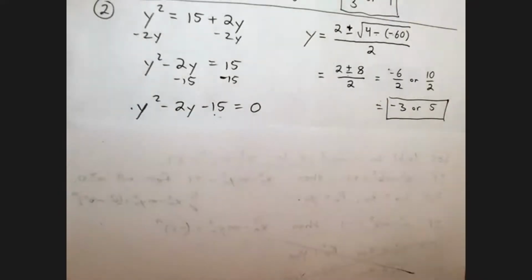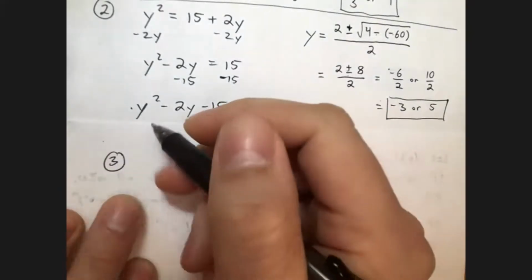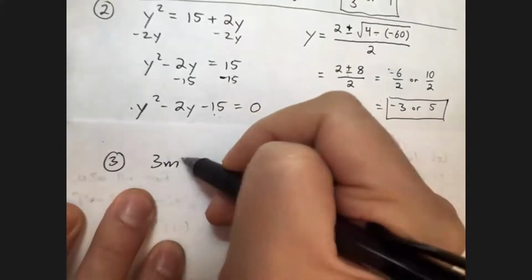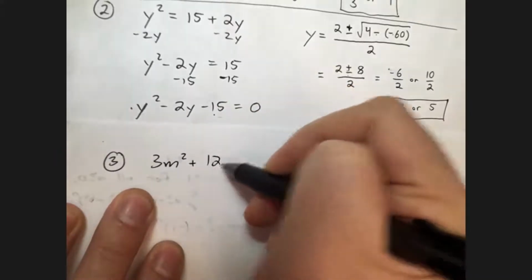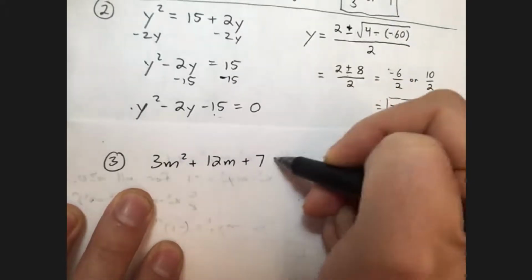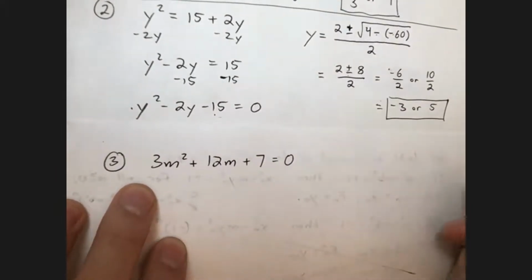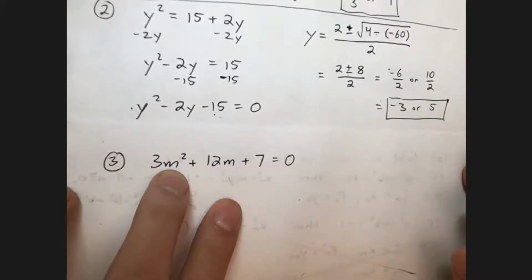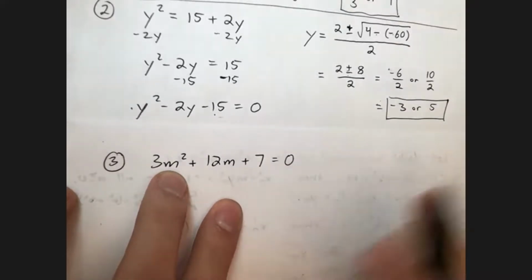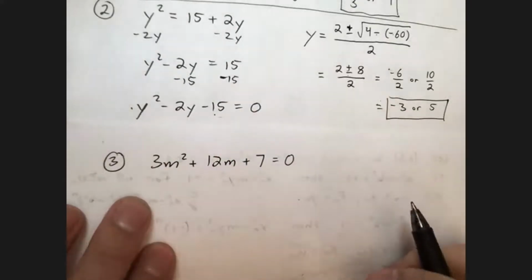All right. So the next one, the answer to this one is going to be a little bit more complex. I don't know if it'll be a complex number, but it'll be a little bit more sophisticated, maybe. All right, so here we have 3m squared plus 12m plus 7 equals 0. Well, fortunately, it's already got equals 0, so I don't have to do that stuff that I did up here, right? It's already set equal to 0, so we're good to go.